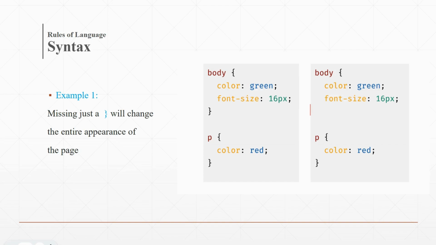Now let's see an example. Here you can see there is some code, there is a body here, and you will just remove these flower braces. So now we have seen this example also, right? We just removed a symbol and then the image changed.